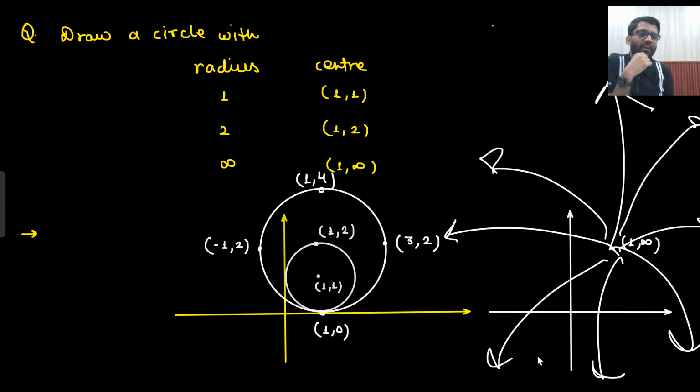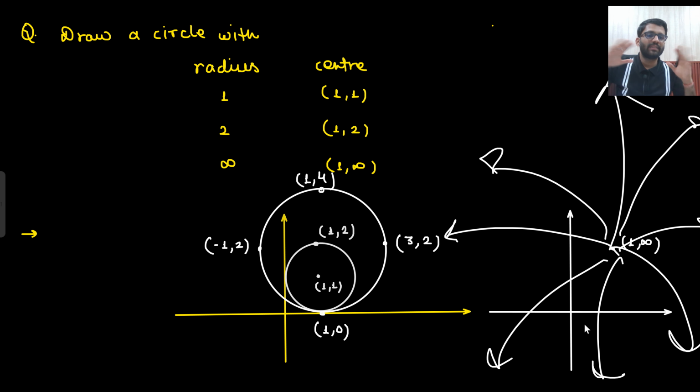So what do you think? How will the circle go? Infinite distance you need. And this point is also too far away. This point is not here. The center is 1, 2? No, this is not the 1, 2 center. The center is 1, infinity. So this point is also very far away.